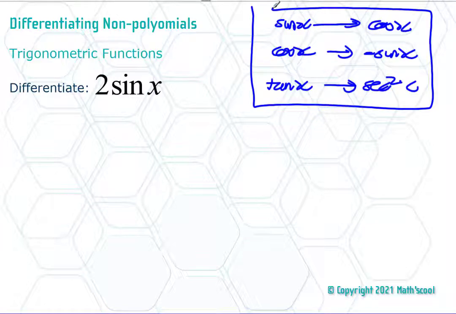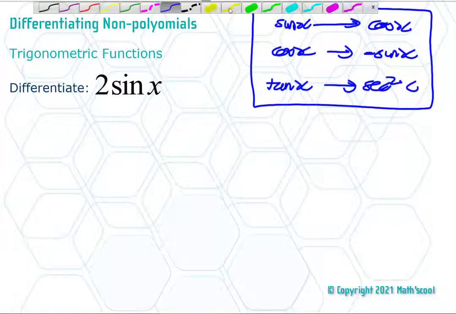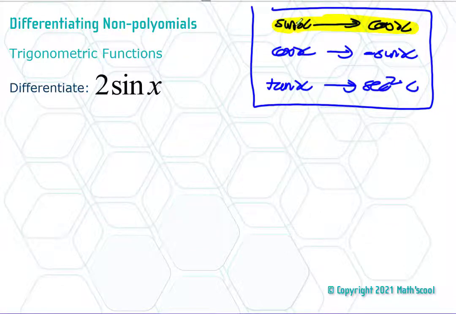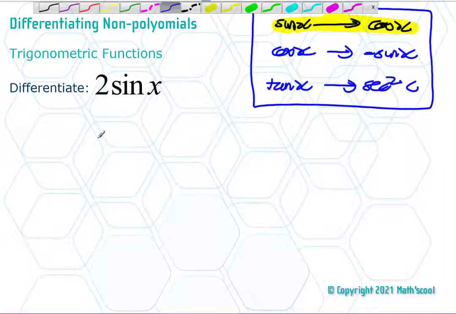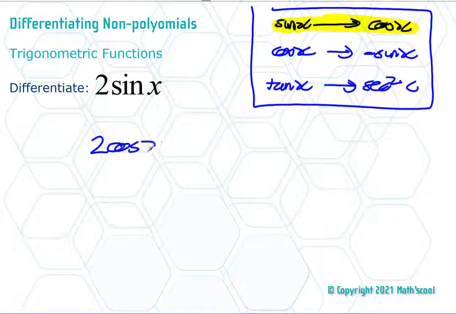Although in reality, almost always we will have some brackets and some stuff inside those brackets, and we'll have to use the chain rule. So in this case, you can put a bracket around the x there, but you don't really need to if you don't want to. So all we're doing is using this rule here, which is differential of sine x is cos x. So differentiate sine x is cos x. The 2 is just going to stay there. It's not going to be affected. So 2 cos x is our dy by dx, if that's y equals.